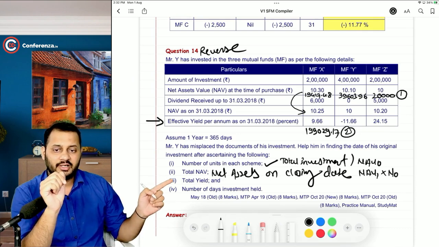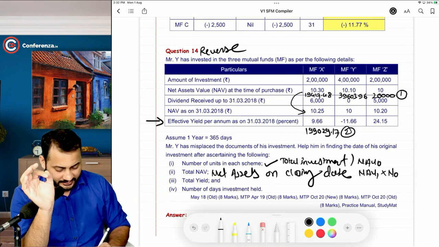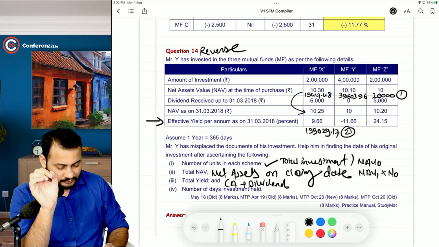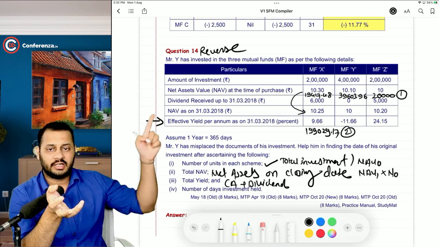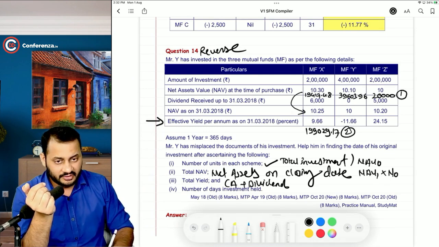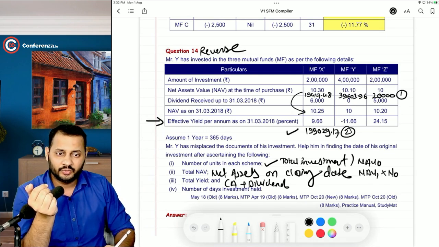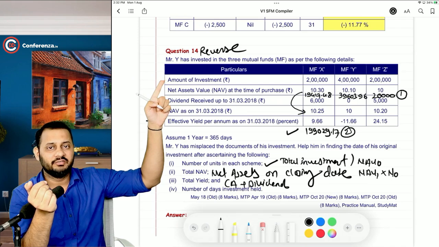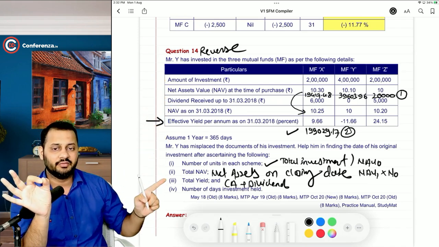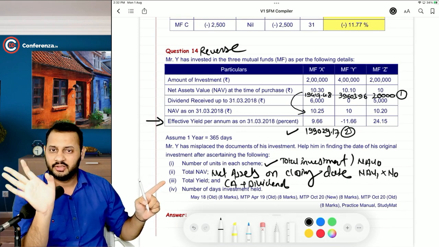Now the third part, total yield. Total yield is nothing but capital appreciation plus dividend. So how to calculate? Dividend is already given to us. How to calculate capital appreciation? Sir, this figure 199,029 minus the initial investment will give you capital appreciation. Add dividend in that and that will give you total yield. So total yield will be ready.